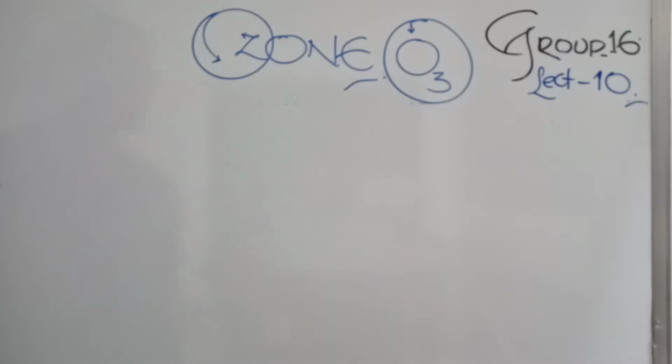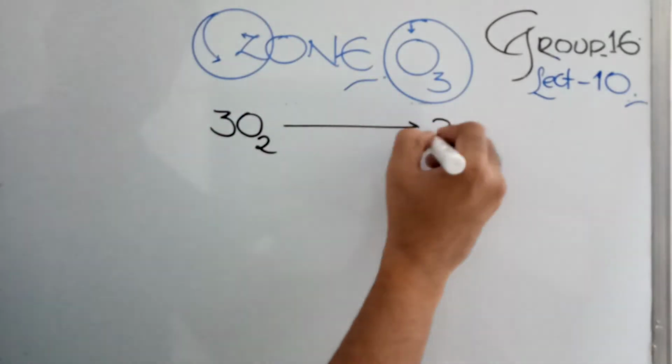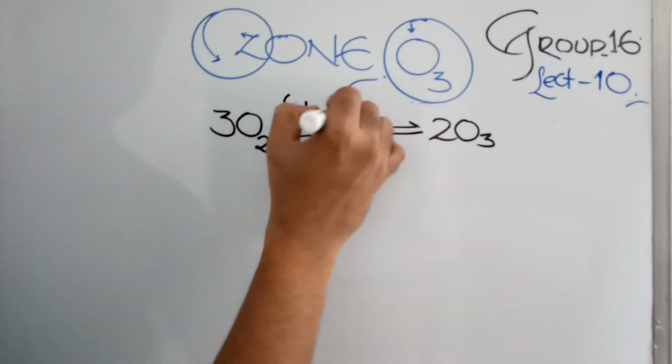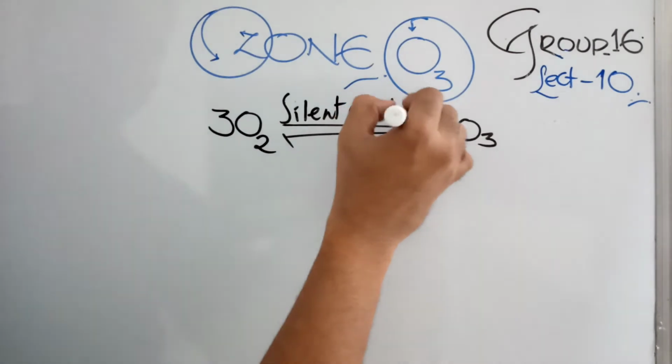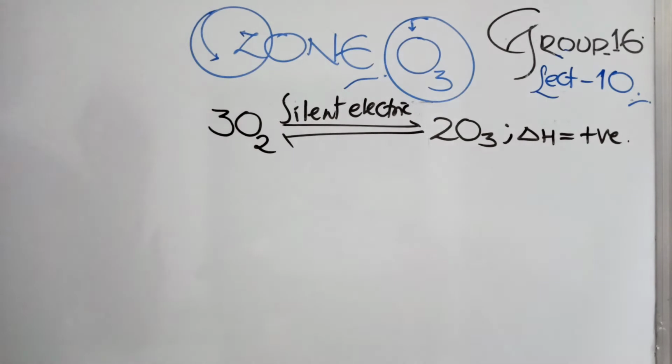Okay, it's about ozone. Ozone has the formula O3. How is it prepared? 3O2 gives rise to 2O3 by silent electric discharge. This is delta H equals positive, an endothermic reaction, an endoergic reaction you can say. Now we are using endoergic terms. When oxygen gas is passed through silent electric discharge, then you'll be getting ozone.